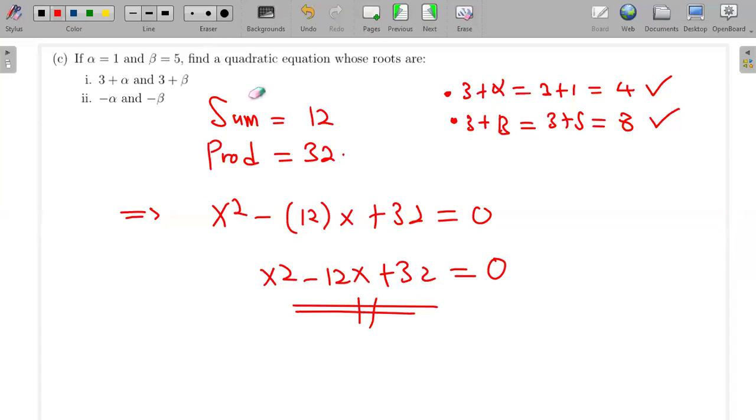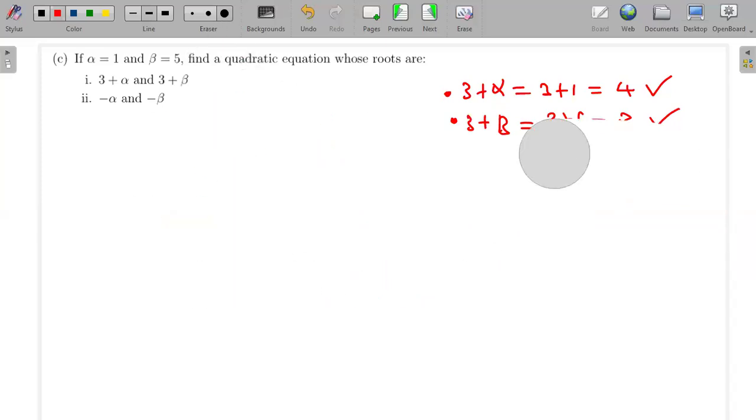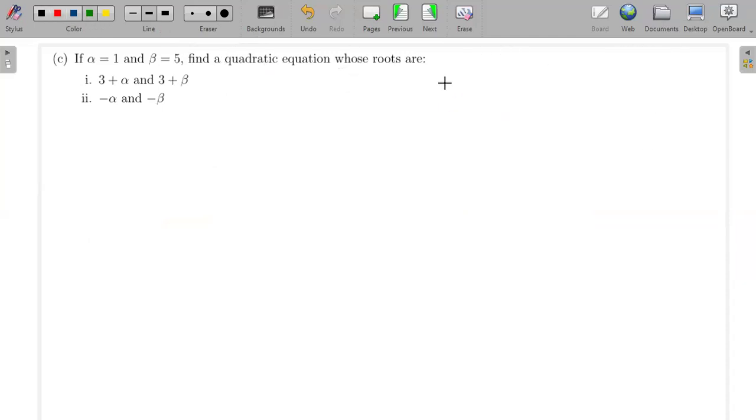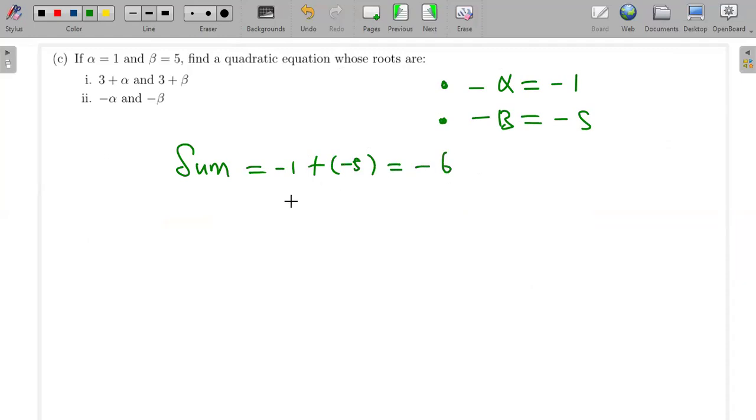Okay, I'll move on to the next one. So the next one has minus alpha and minus beta. So the first root will be minus alpha, which will just be minus 1. The second root will be minus beta, which will just be minus 5. So now we find the sum of those roots. The sum will be minus 1 plus minus 5, so this will just give me minus 6. The product will be minus 1 multiplied by minus 5, which will be 5.